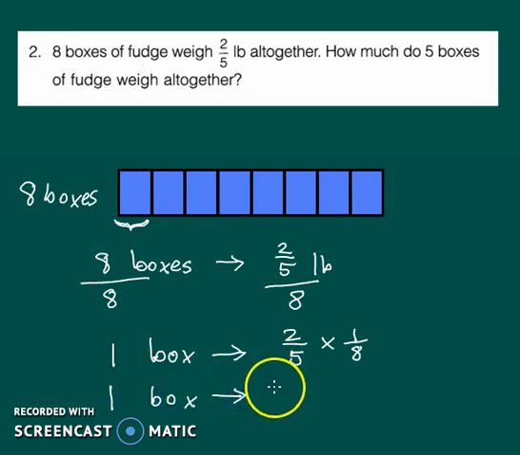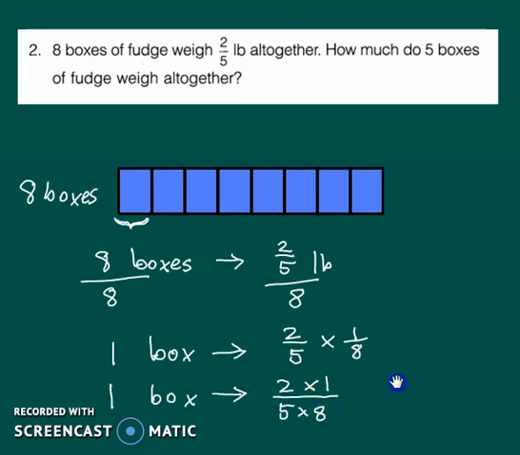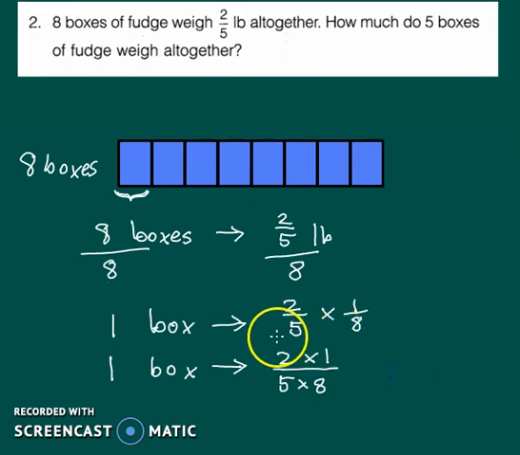So one box is equal to, I can rewrite this as 2 times 1 over 5 times 8. And because 2 and 8 have a common factor, I can simplify. I'm going to divide the top by 2, and I'll get rid of this 2, and I'm going to divide the bottom by 2, and the 8 will turn into a 4. And now all I see is 1 on the top and 5 times 4 on the bottom. So 1/20 of a pound is how much one box weighs.